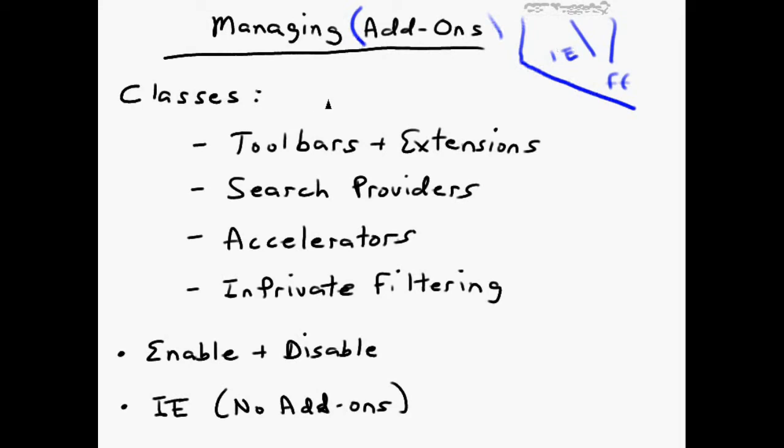In the Manage Add-ons dialog box, you'll see that add-ons are classified into 4 categories. We have actual toolbars, as well as formal browser extensions, search providers, accelerators, and in-private filtering options. We've talked about just about all of these. I'd like to spend just a moment now talking about the quick search that allows us to swap out or add additional search providers to the list.